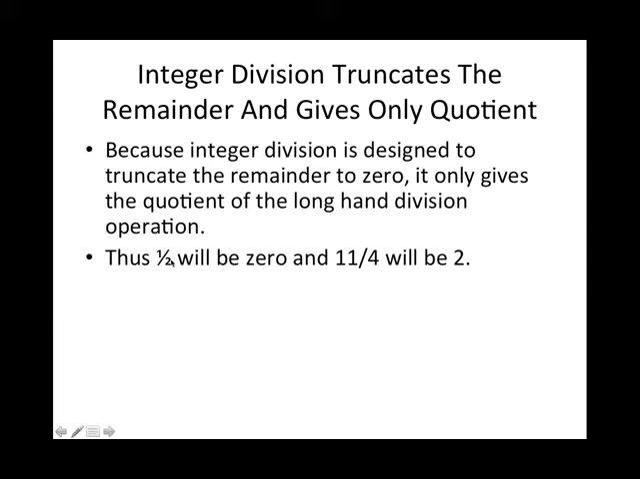Thus, 1 divided by 5 will be 0, and 11 by 4 will be 2, because if you go on 11 with 4, you can only go twice, that will be 2, and the remainder 3 will be truncated to 0.